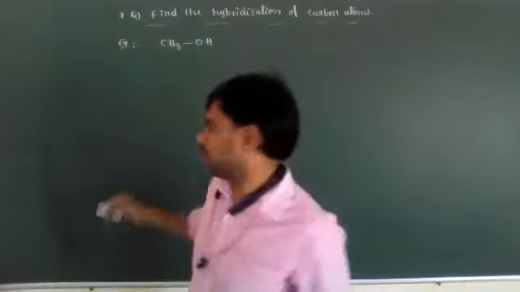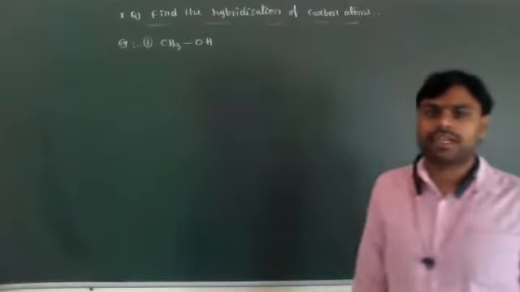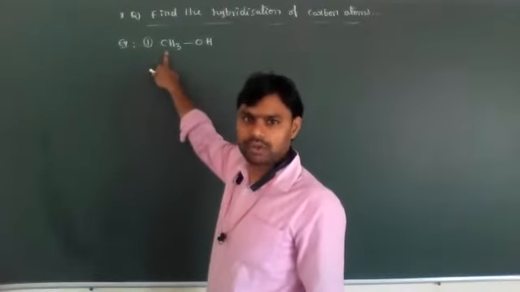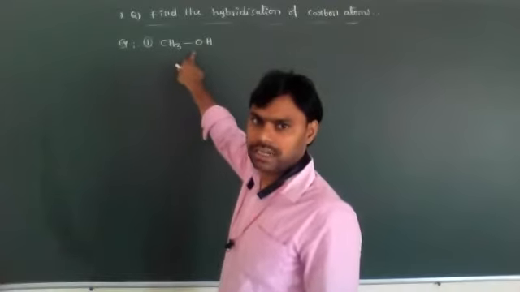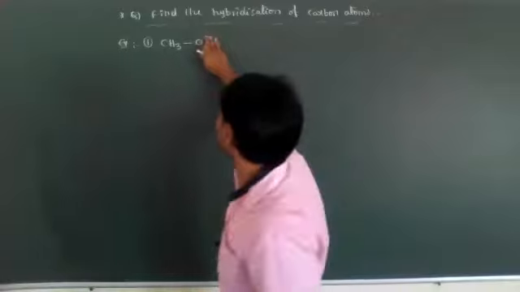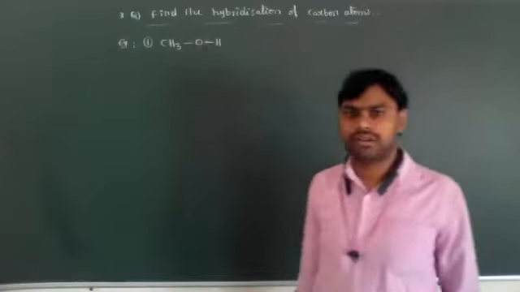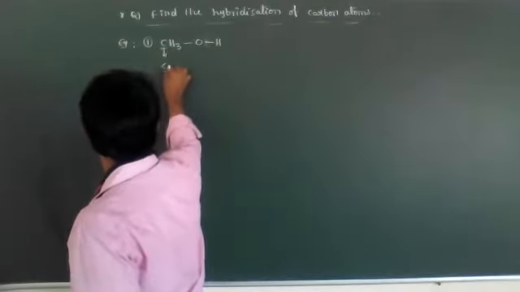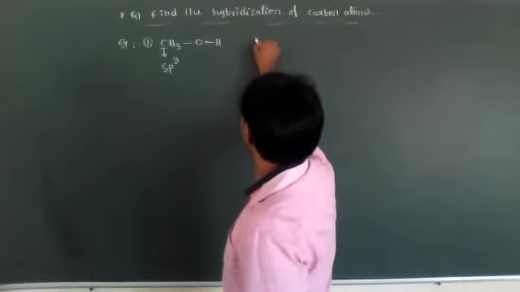CH3OH, methanol or methyl alcohol. What is the hybridization of carbon, dear students? This carbon is bonded with 4 single bonds: 3 single bonds with hydrogen and 1 single bond with oxygen. This oxygen has 2 bonds, like OH. Now, what is this carbon's hybridization, dear students? sp3 hybridization.